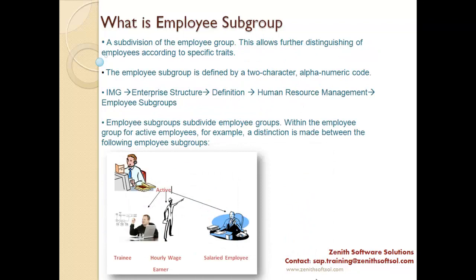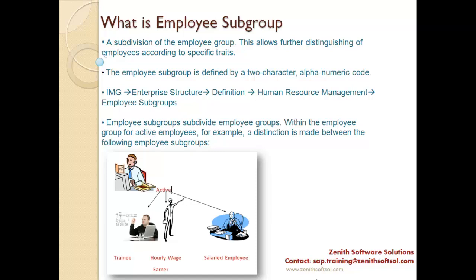Now what is employee subgroup? Employee subgroup is a subdivision of the employee group, meaning that I am an active employee, meaning I am working in the company, but I can be salaried employee, or I could be hourly wage earner, or I could be trainee. Because even though I am active, there is a subdivision under active, meaning a subdivision of the employee group is nothing but employee subgroup.